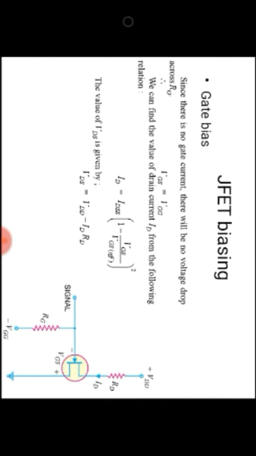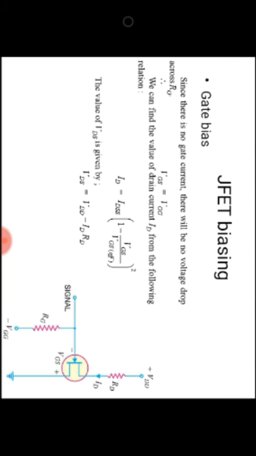Okay, now next we discuss the JFET biasing. So what is the meaning of biasing? If we want to use the JFET, we have to choose the operating point. So we have to choose the value of drain current and drain to source voltage.